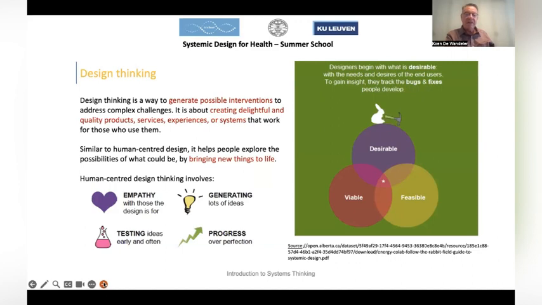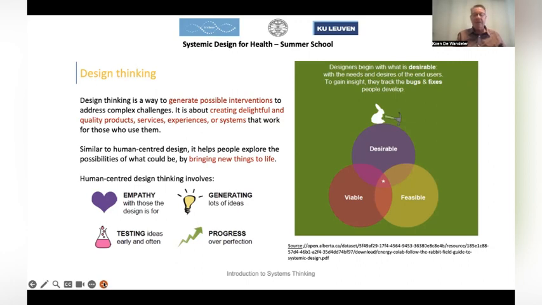Designers begin with what is desirable, what people want, the needs, the desires of end users. Now, to design what is desirable, they also have to look at what is feasible and at what is viable. And at the overlap of these 3 elements, they have to find a solution. This is done by human-centered design.